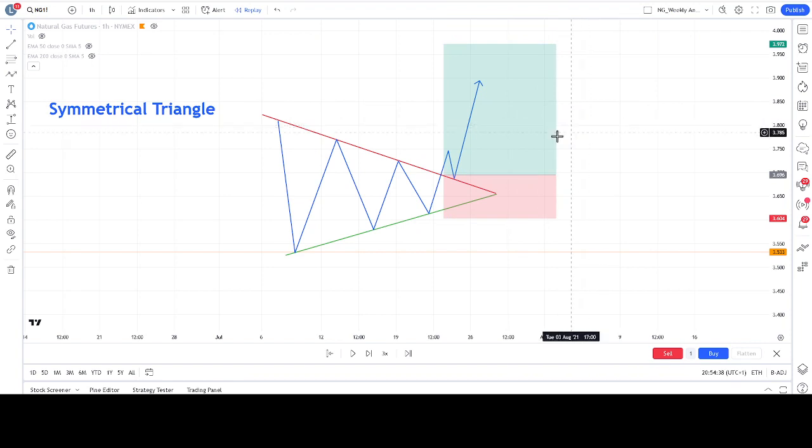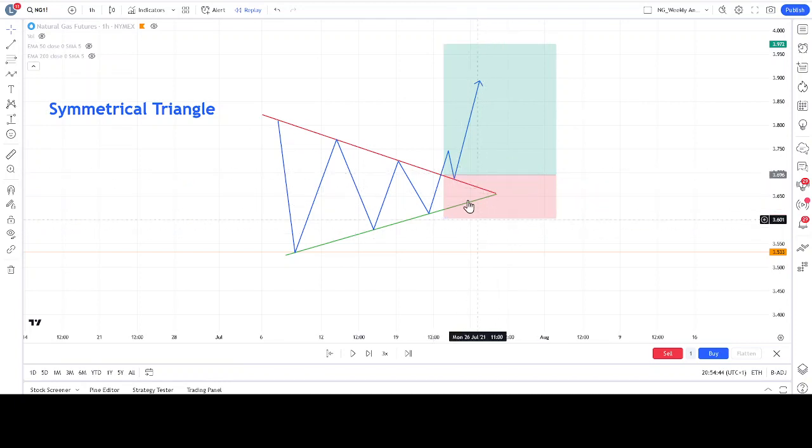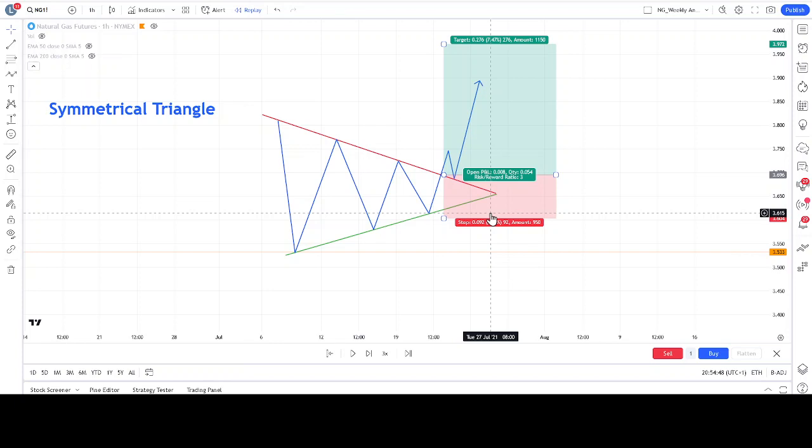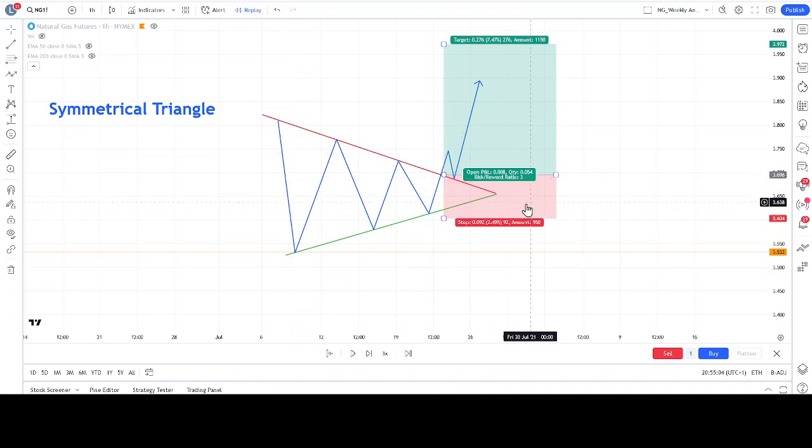Now this is for a long position because this triangle has broken out, but if it had broken down, then we would have taken a short position and would have placed the stop loss where it was last rejected. So this is where it was last rejected, just in case if it was rejected and broken down, and just above would be a stop loss, and the target would be again the height of the triangle. So this is how we trade.